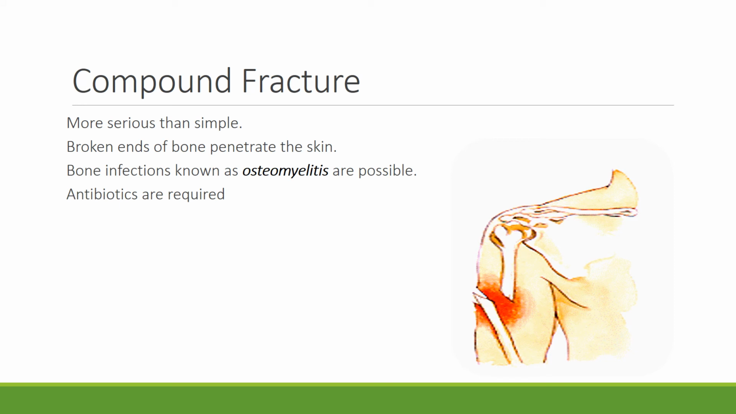The second type of fracture is a compound fracture, and it's more serious than the simple fracture is. The reason for that is the simple fracture does not penetrate the skin, and the compound fracture does. You can see the ends of the bone coming through the skin and being exposed to bacteria and dirt in the environment. This can lead to a bone infection known as osteomyelitis, and that can be very dangerous. Antibiotics will be required to treat this kind of a fracture.